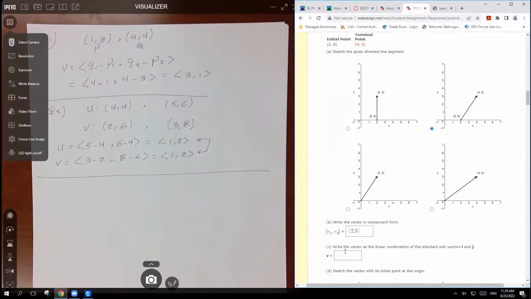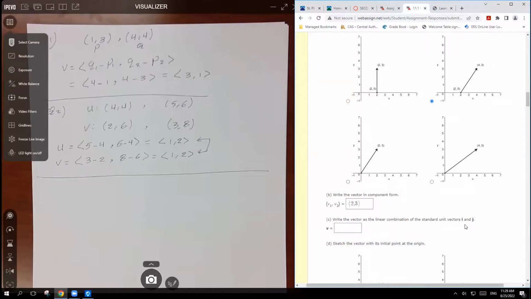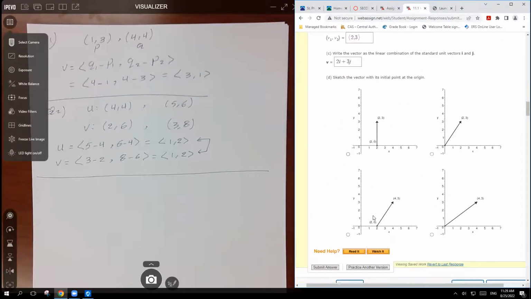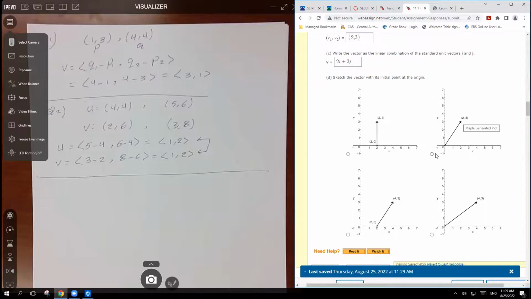Now write the vector as a linear combination of i and j. How are we going to write this down? Linear combination of i and j. It's going to be 2i plus 3j. Now sketch the vector. The vector we got is 2, 3. So which one is 2, 3? The same options they give you, but it's going to be this one, because here's the original point and here's the terminal point. So you just choose this one.